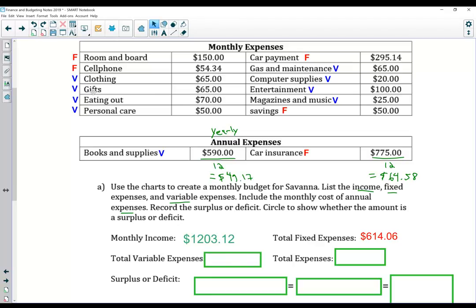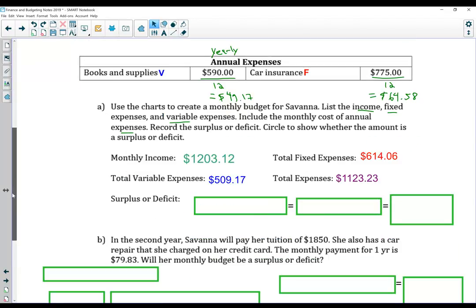Total variable expenses, I've taken all of my variable expenses and I've added them together to get $509.17, which gives me a total of $1123.23. If I round everything, I get a total of $1123.23 when I add those two fixed and variable expenses together.